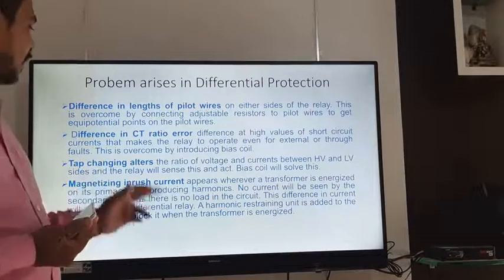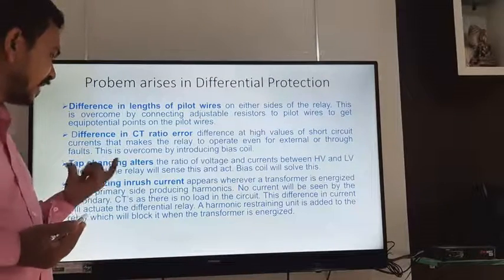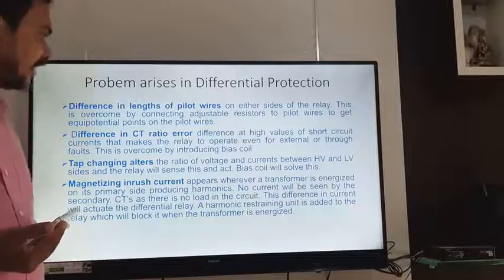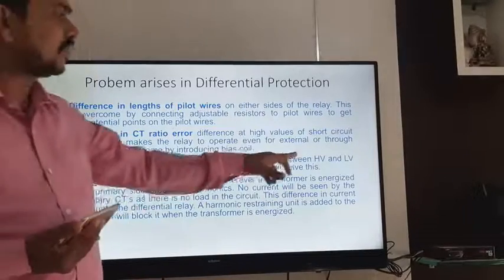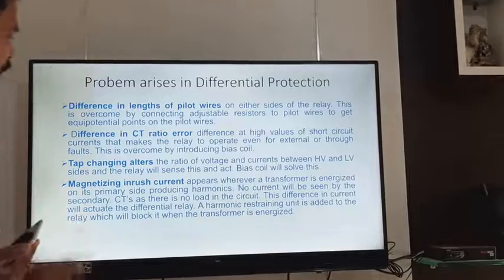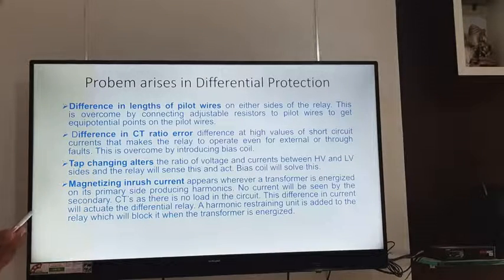Next is tap changing. When we are using tap changing, at that time the ratio of voltage and currents between the high voltage and low voltage sides changes, and the relay will sense this.